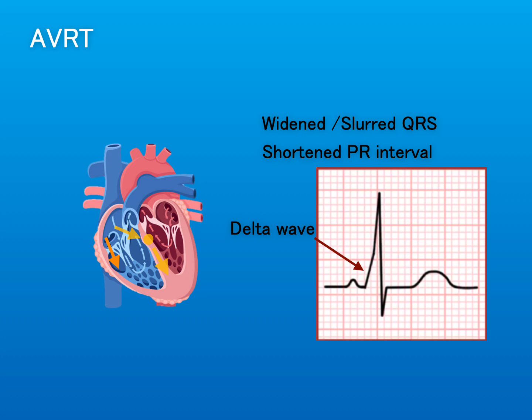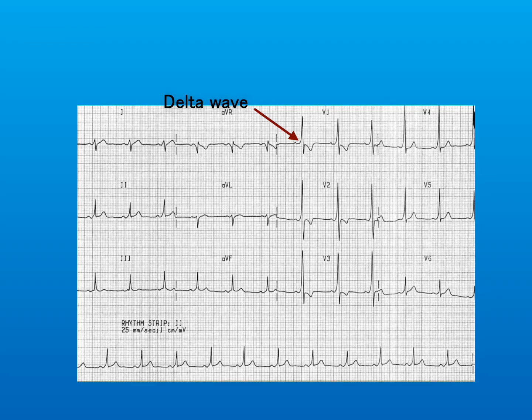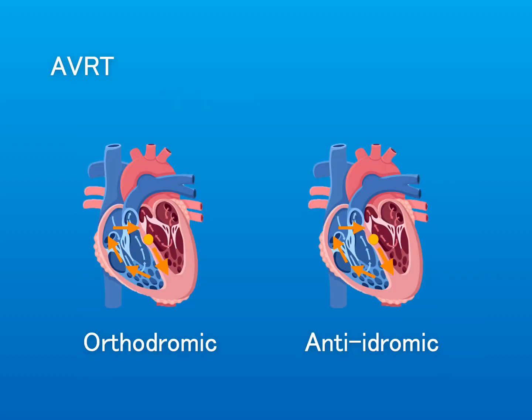The early activation of the ventricles will show a short PR interval and also a widening or a slurring of the QRS complex. This is called a delta wave. The ST segment and the T wave are typically deflected in the opposite direction to the delta wave. With an accessory pathway, you can actually see a few different tachycardias. The most common would be orthodromic AVRT. The impulse travels down the AV node to depolarize the ventricles, but then it travels back up the accessory pathway to the atria and causes a loop.